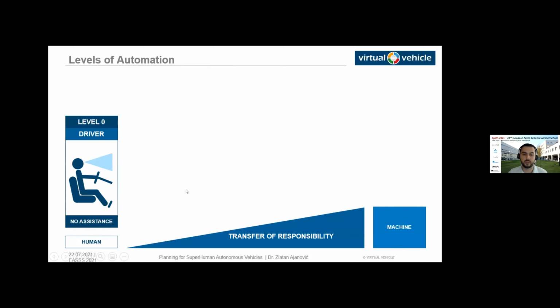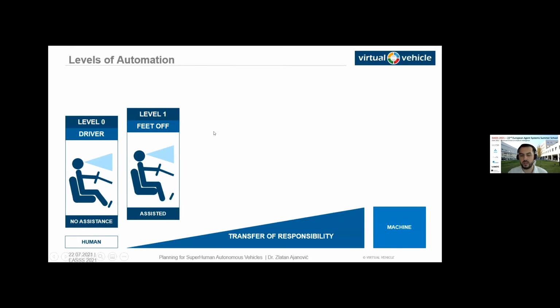Level 0 automated driving is where the driver has full control of the vehicle and all aspects of driving. Then level 1 means that the human can, and this is already present in many vehicles for many years, for example, take feet off or hands off the driving wheel or the pedals, and this also helps the human in a longer drive, just to take a break on the legs and so on.